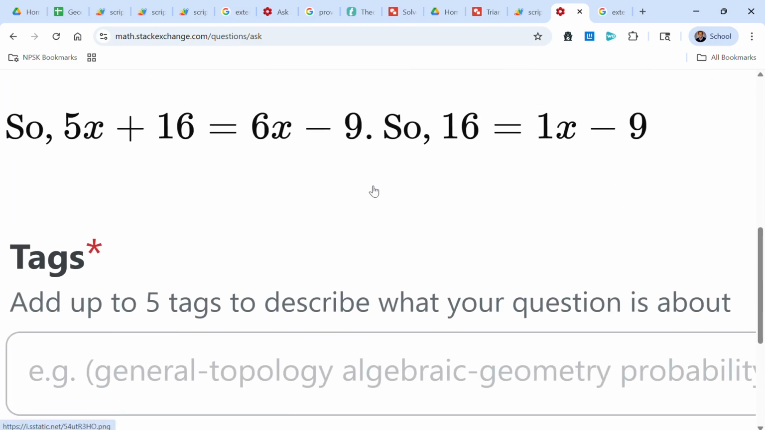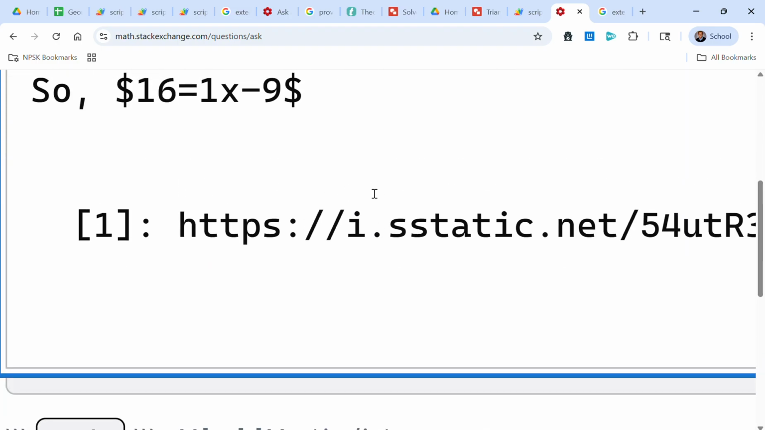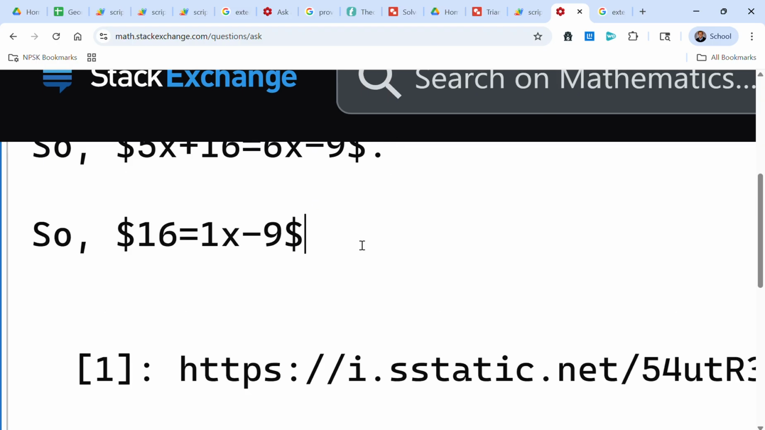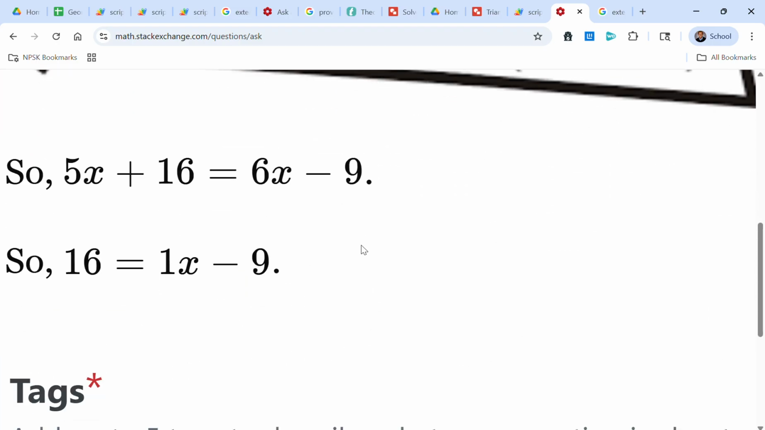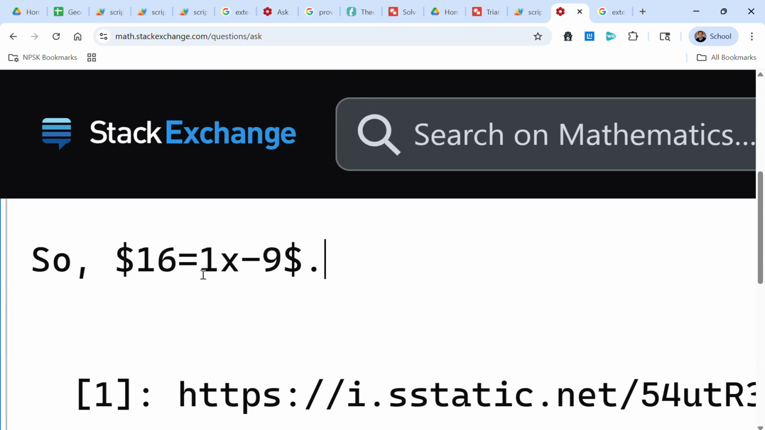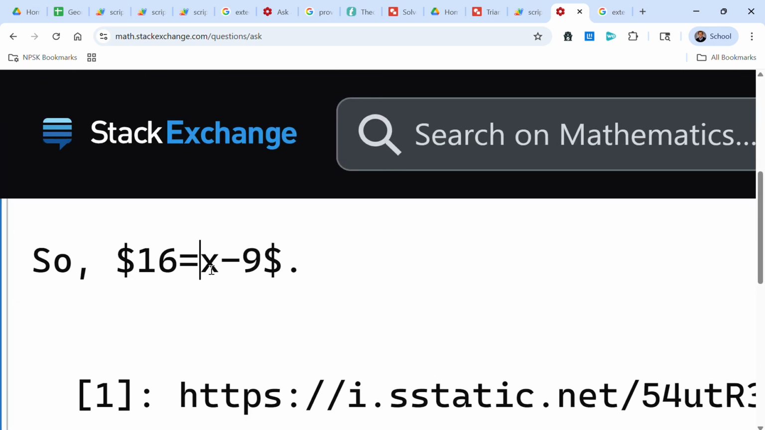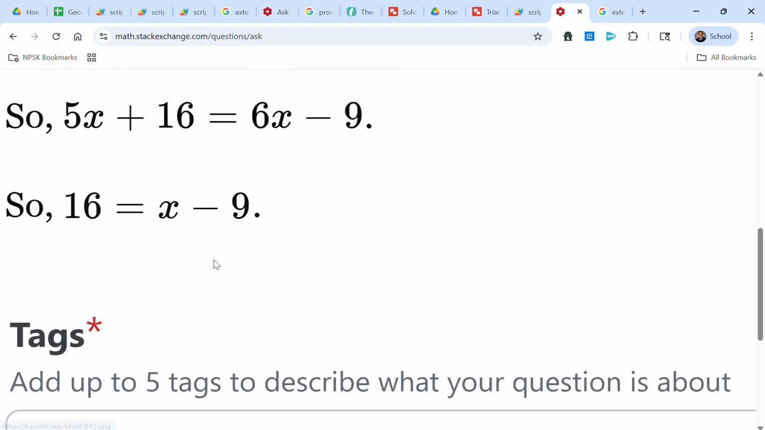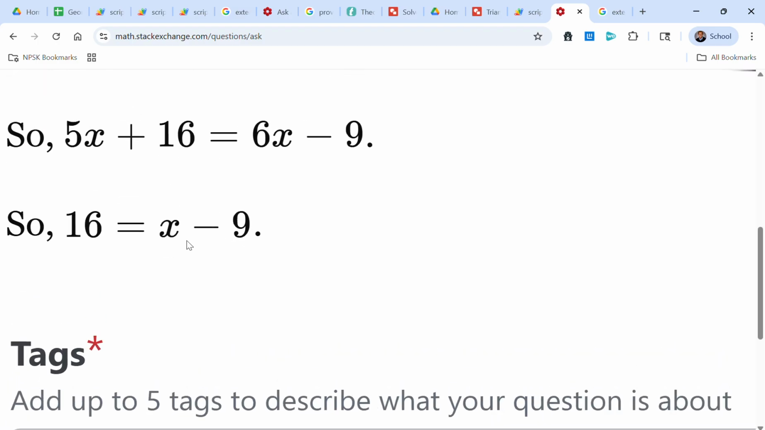So if I go back over here, one second, I'll show you what I mean. I subtracted 5x, it's gone. I subtracted 5x over here. 6x minus 5x is 1x. Now we know 1x is just x, so let's get rid of the 1. So it becomes that. And then what we have to do is add 9 to both sides.